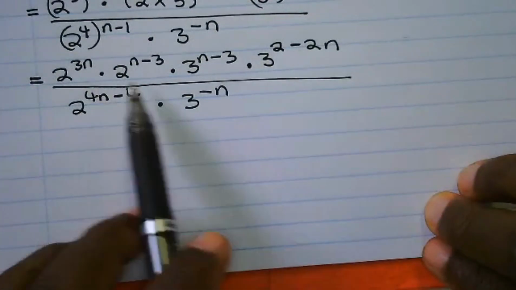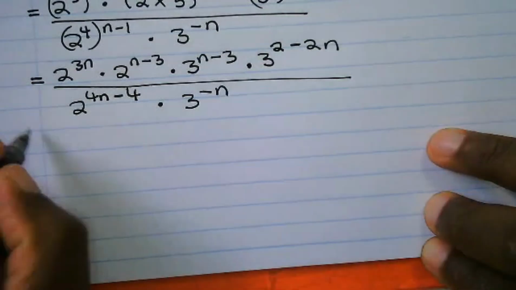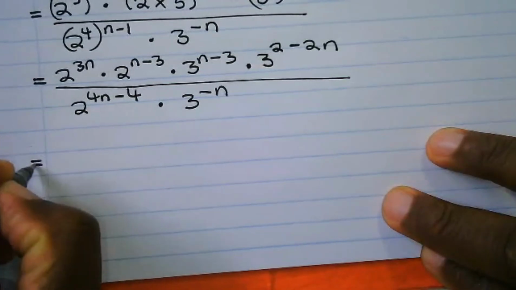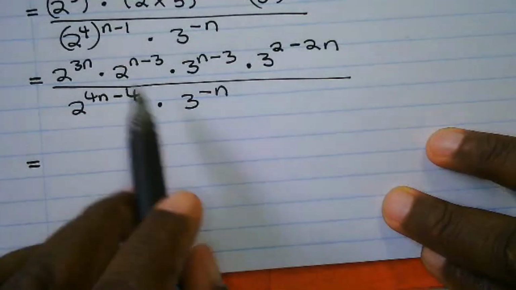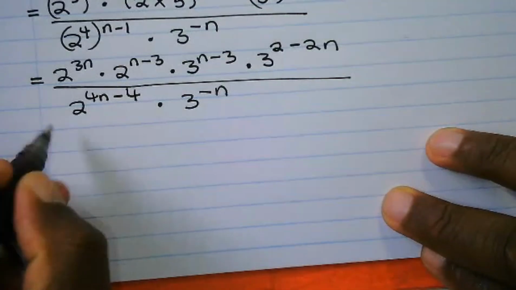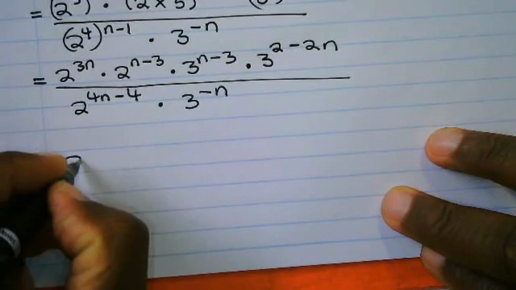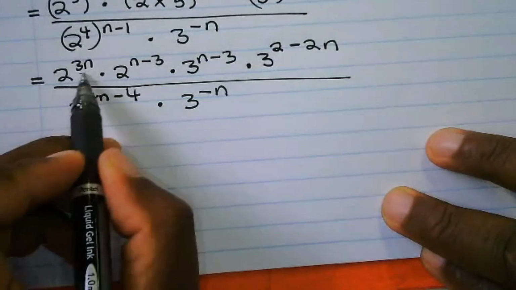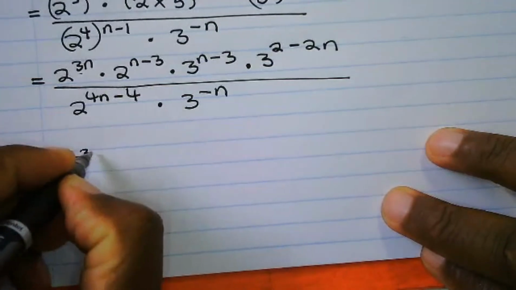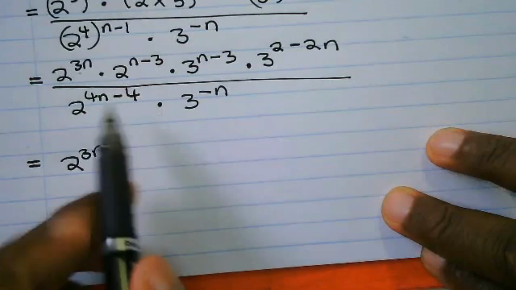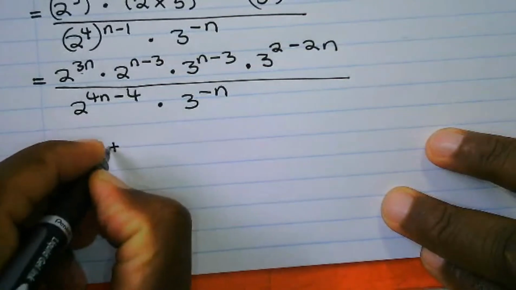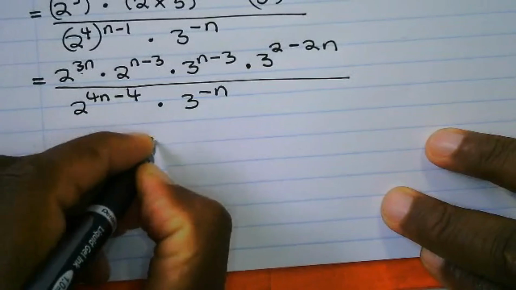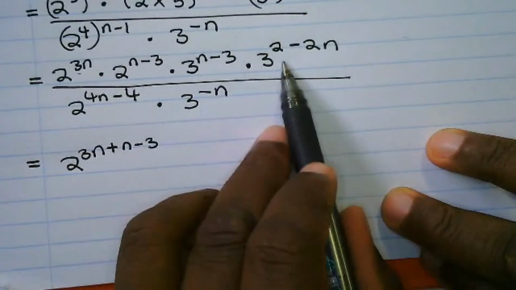Now we have simplified the bases. The only bases that we have now are 2 and 3, so we can put everything together. 2, there is a 3n there. Using the first law, these are multiplying, so we add the powers, so this is plus n minus 3. Do we have another 2 here?